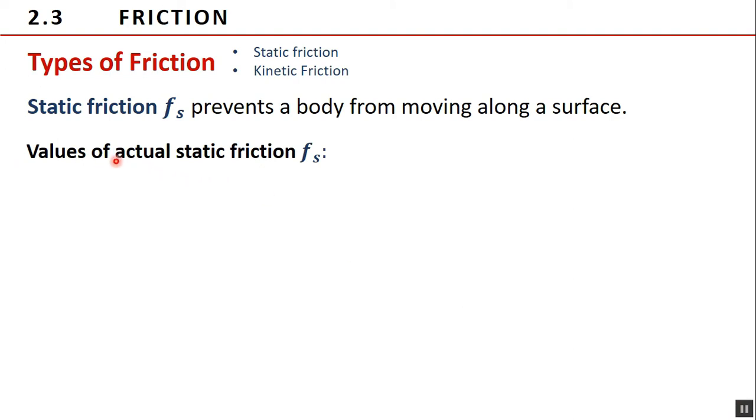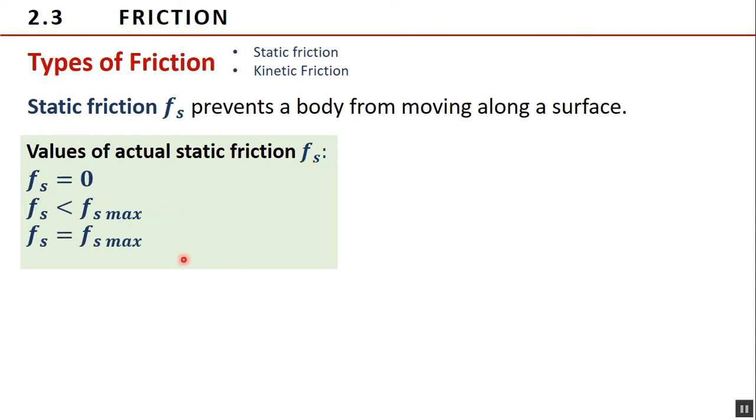Take note that the magnitude of actual static friction may vary from 0 to the value of the maximum static friction. It can be 0, less than the maximum static friction, or equal to the maximum static friction, depending on the situation. And by Newton's third law, its value depends on the parallel force exerted on the body.